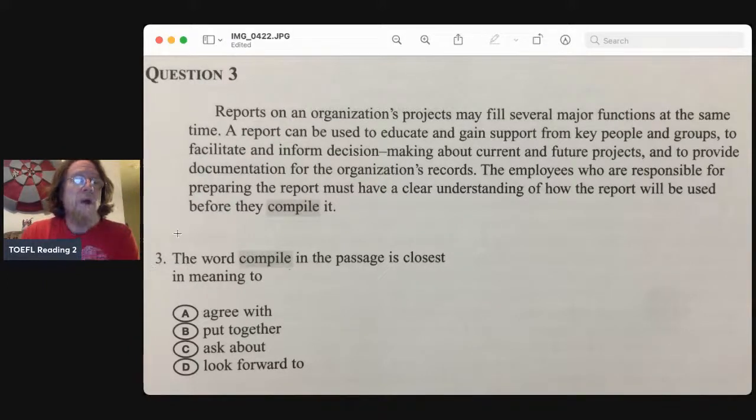Question 3, the word compile in the passage is closest in meaning to what? A, agree with. B, put together. C, ask about. Or D, look forward to. The word compile in the passage is closest in meaning to what? A, agree with. B, put together. C, ask about. D, look forward to.